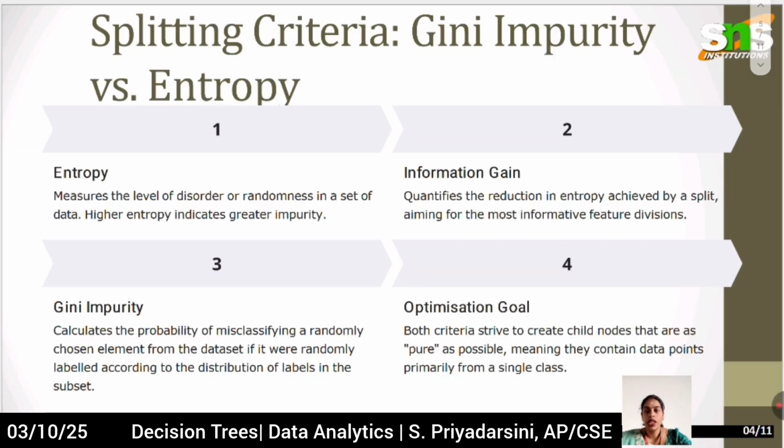Next, we will see about the splitting criteria, Gini impurity versus entropy. When building a decision tree, we need to decide where to split the tree. Two main metrics used for this are entropy and Gini impurity. Entropy measures the randomness in data. Higher entropy means more disorder. Information gain tells us how much entropy decreases after a split. Gini impurity, on the other hand, measures the probability of misclassification. Both aim to make the resulting child nodes as pure as possible, meaning they should contain mostly data from one class.